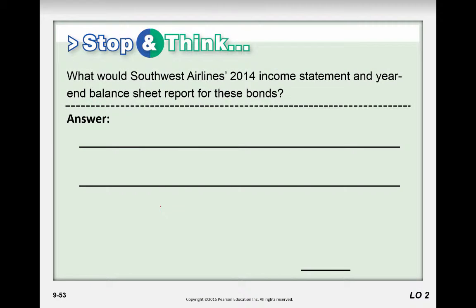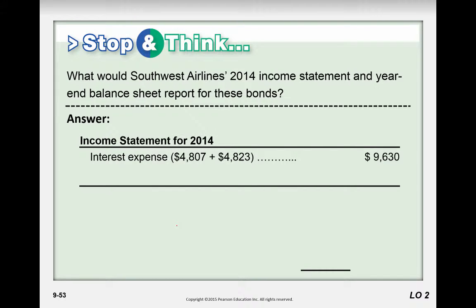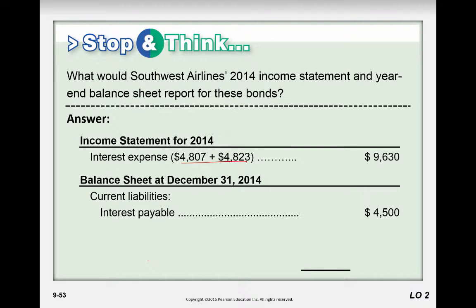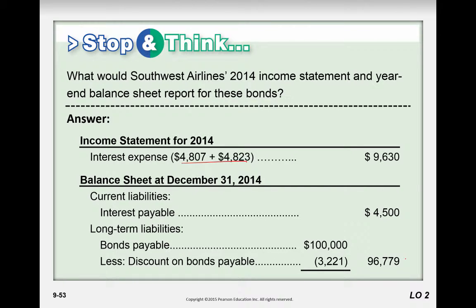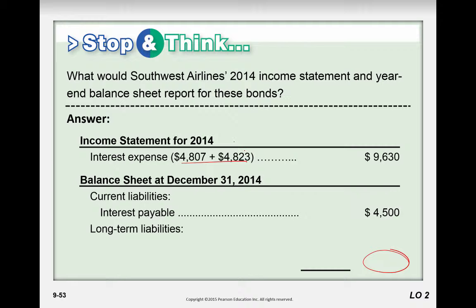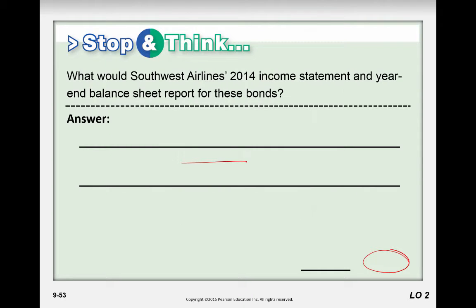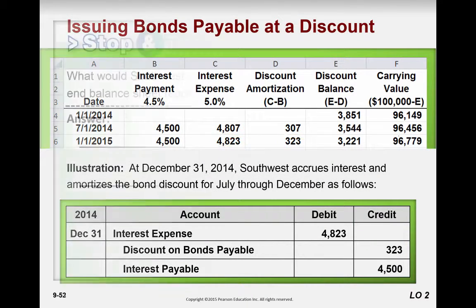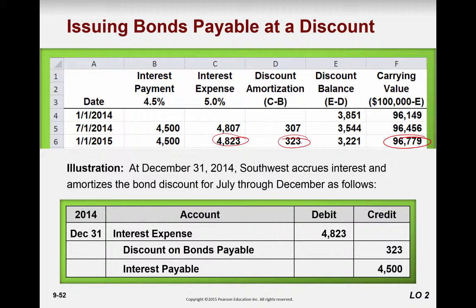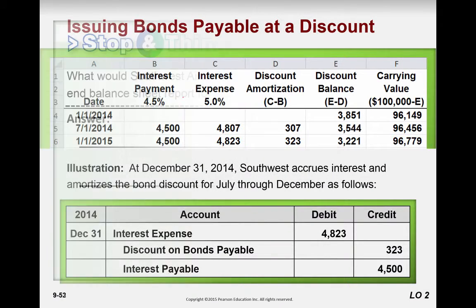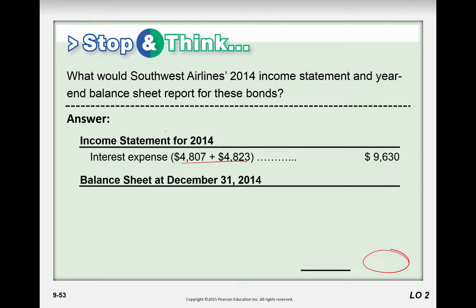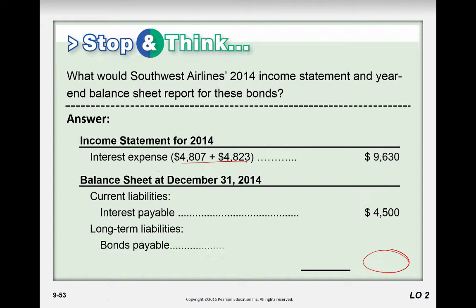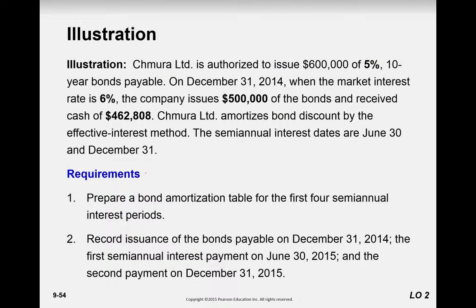So what would Southwest Airlines income statement and year-end balance report? So our income statement is going to show our interest expense. We know that that's a debit balance. And then our balance sheet is going to show our interest payable for the 4,500. But let's not forget, we also have the bonds at their discount. And notice that 96,779, we see that, right here. Right there, 96,779. So that's why I highly recommend you do that schedule in Excel, because then once you add and subtract properly, you don't have a problem.